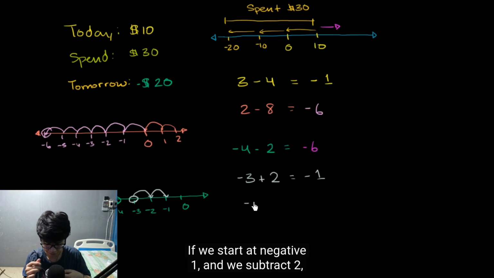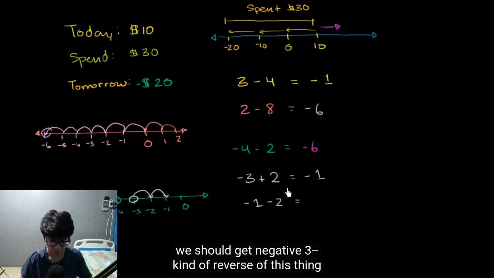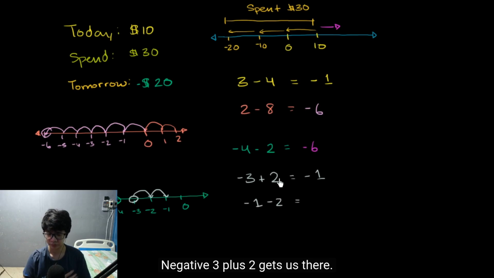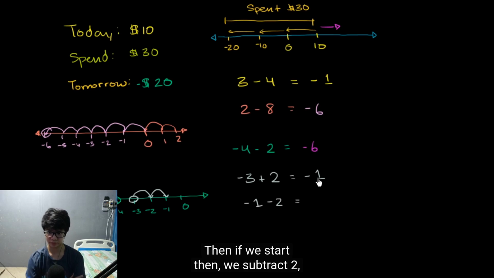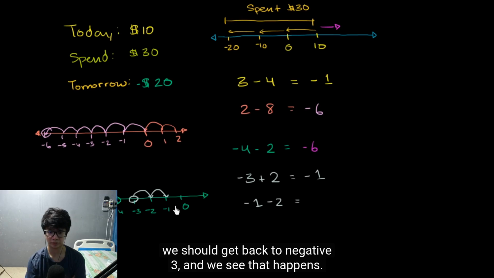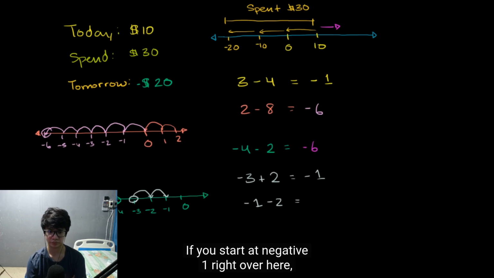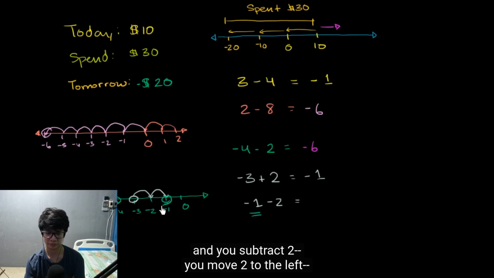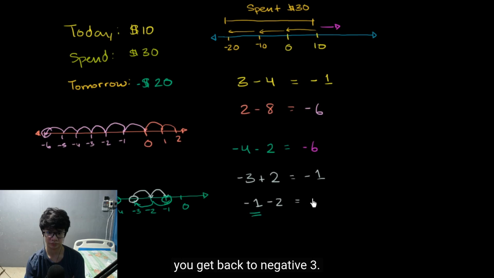If we start at negative 1, and we subtract 2, we should get negative 3. It kind of reverses this thing up here. Negative 3 plus 2 gets us there. Then if we start there and we subtract 2, we should get back to negative 3. And we see that happens. If you start at negative 1, right over here, and you subtract 2, you move 2 to the left, you get back to negative 3.